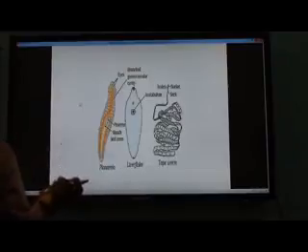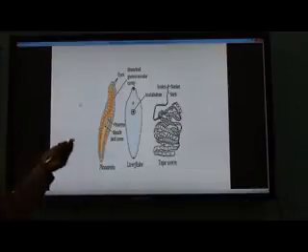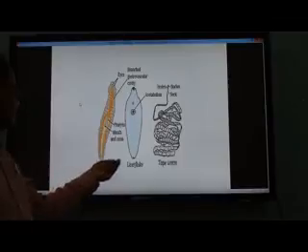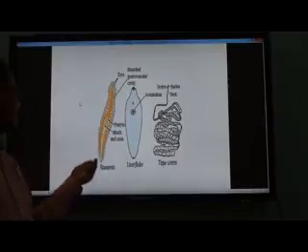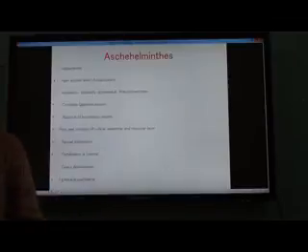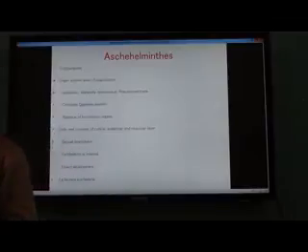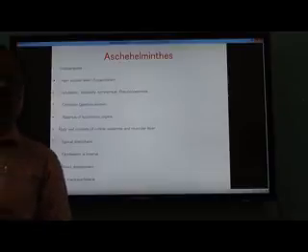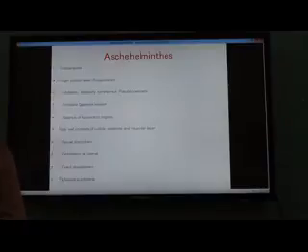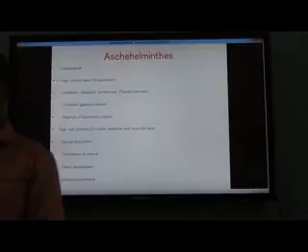Next, this is the diagram. You can see planaria, liver fluke and the tapeworm. Now next, Aschelminthes, the roundworms. They are endoparasites, meaning they survive inside the body of other organisms. They depend on other organisms for their survival and for their food.